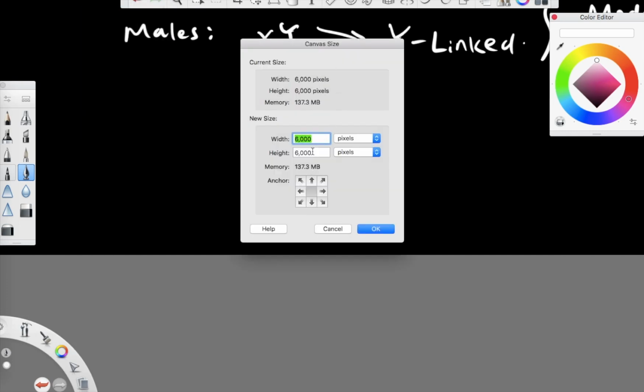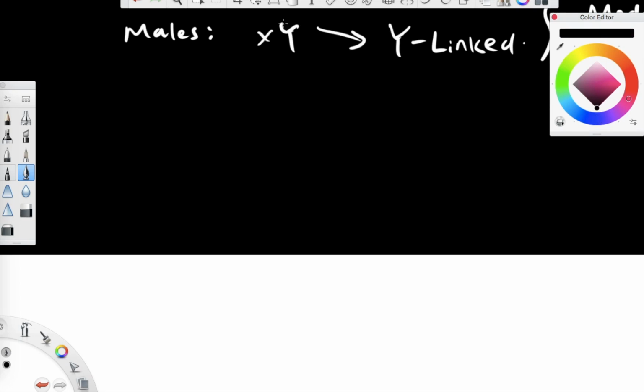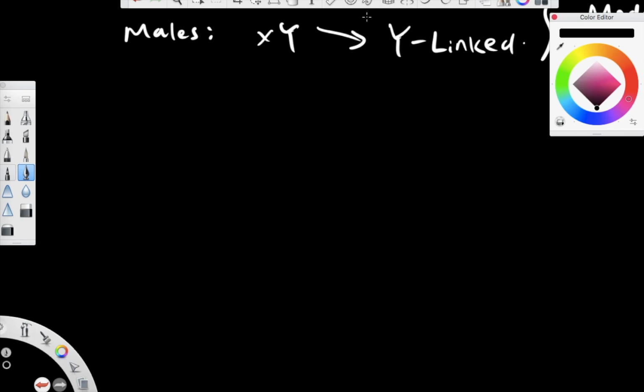So if I'm going to make more room here, if you allow me, I'm just going to increase the height like so, and I'm just going to put that as black. Okay, awesome.